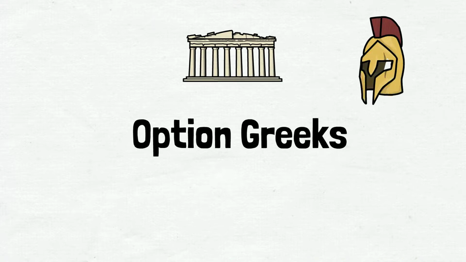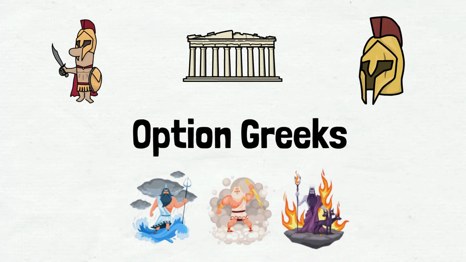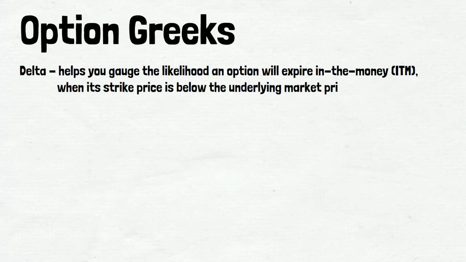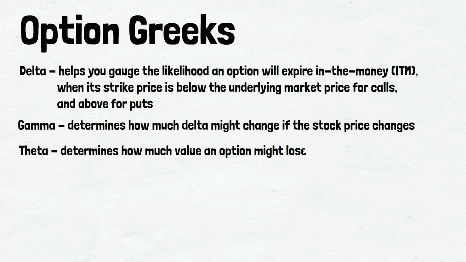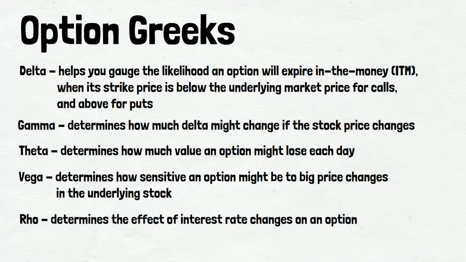In high school, most of us are introduced to Greek mythology. Zeus is the ruler of Olympus, he controls the sky. Poseidon is the god of the sea, and Hades rules the underworld. For options, we have a few Greeks that oversee certain domains, from price to time and implied volatility. Greeks are important in options trading. They tell you how a change in certain areas can impact an option's premium.